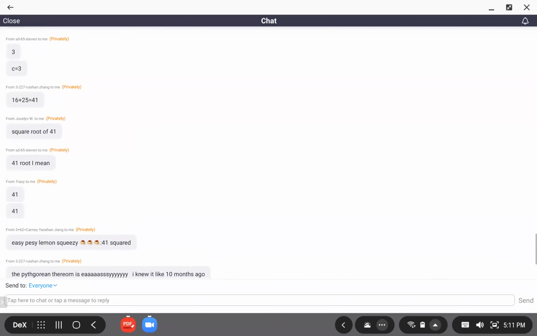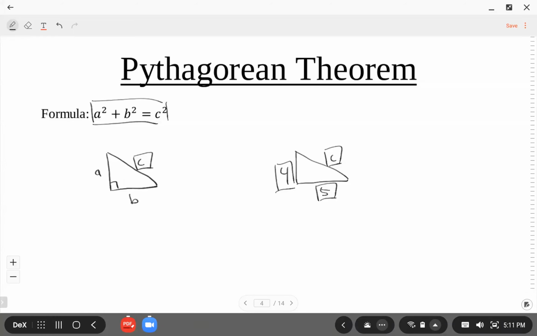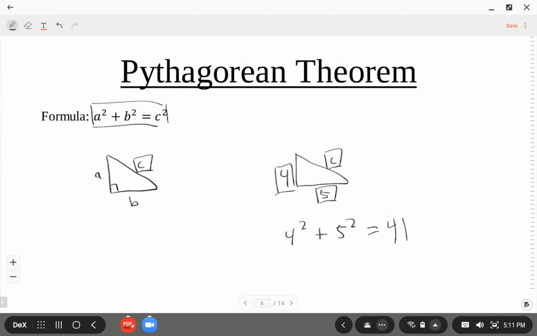Okay, so everyone has square root of 41. Very good. So you just do 4 squared plus 5 squared, and you get 41, right? But remember, you have to square root that, because in the end you will get c squared, not just c. So don't forget to take the square root.